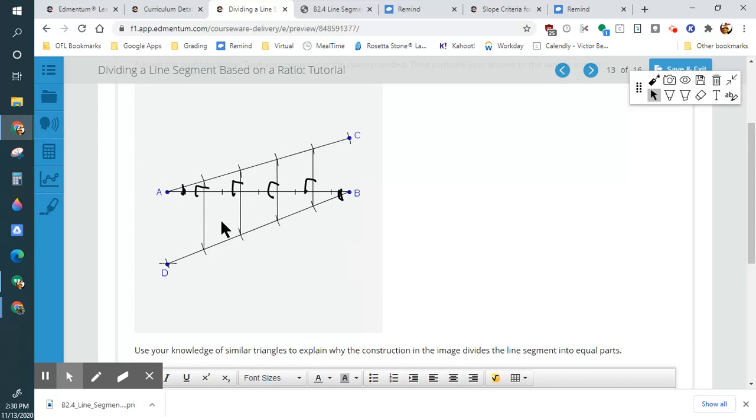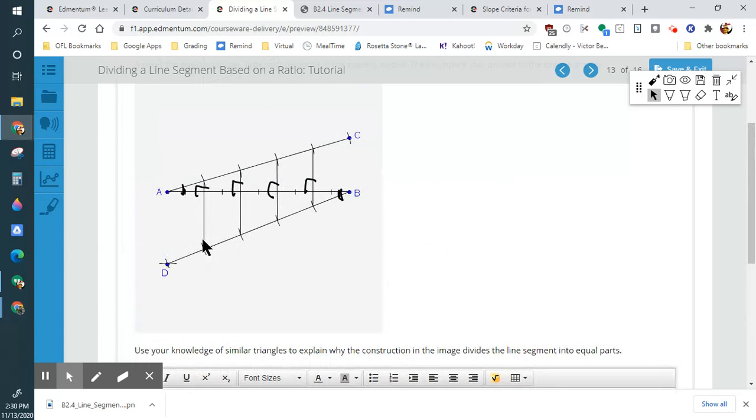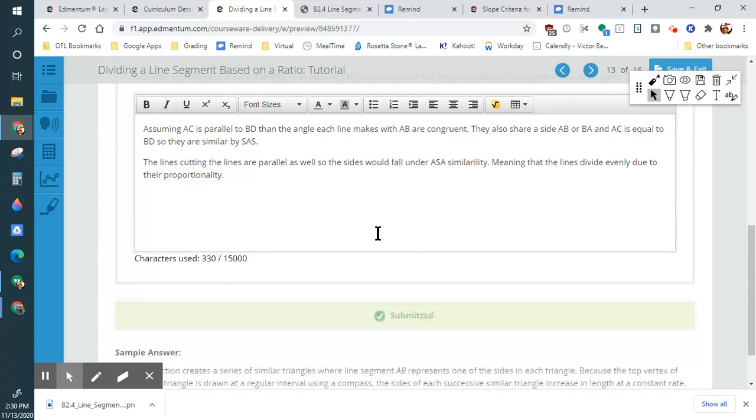Now, if these lines are parallel, then all of these should be congruent because they're all parallel. So if they're all parallel, then they should all be divided evenly because of symmetry, meaning that the lines divide evenly due to their proportionality. So I'm saying that they're dividing evenly because their proportionality means that they all have the same ratio. And that's what we've been talking about, ratios. So I'm going to submit that.